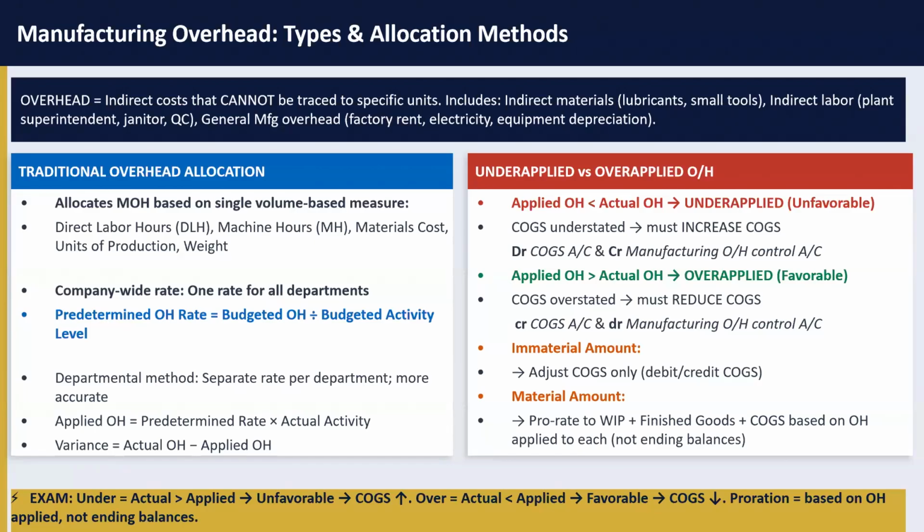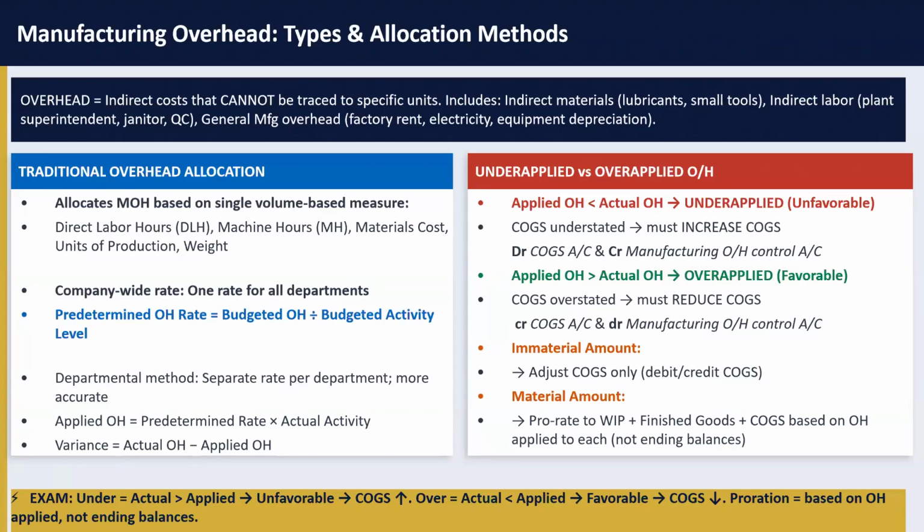Now, how do we allocate this overhead? It is based on two systems, either traditional or activity-based costing. In traditional overhead allocation, we allocate overheads based on direct labor hours, direct machine hours, or number of units produced. Here we allocate manufacturing overhead based on a single volume-based measure: direct labor hours, machine hours, material cost, units of production, or weight. That is the traditional system.